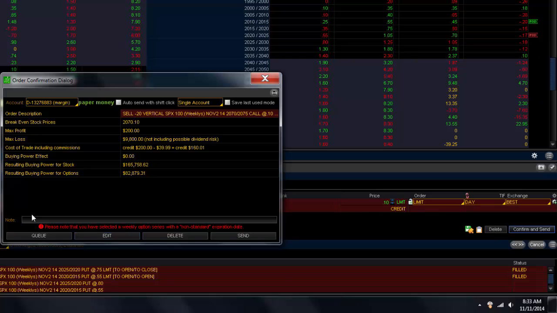On the call side today, for this particular spread, order description, 20 vertical SPX weekly, November 2nd, 2014, 270, 275 call at 10 cents limit to open. Break-even stock price is 270.10. That's approximately your break-even price. Maximum profit is $200 on this trade. Maximum loss is $9,800. Cost of the trade is $39.99. Your net is $160.01.